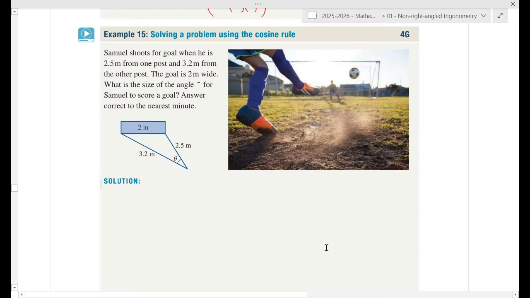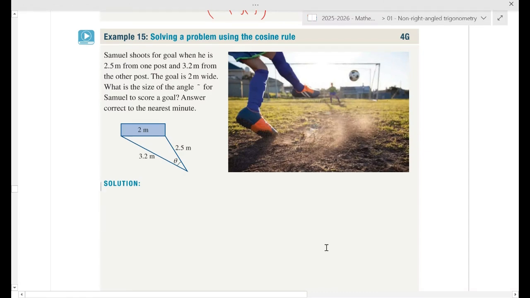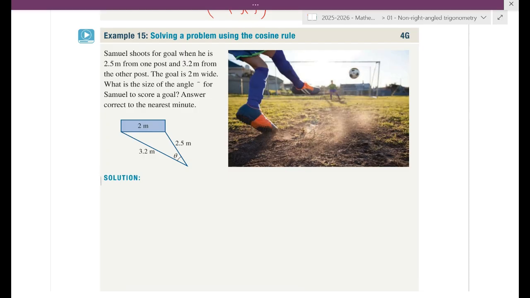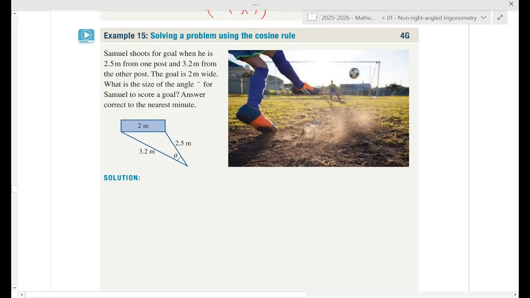Example 15, solving a problem with the cosine rule. So in a lot of cases, they're going to give you a situation, not just a triangle. We've talked about that quite a lot. So we're going to do this.